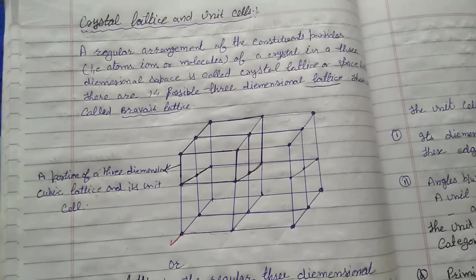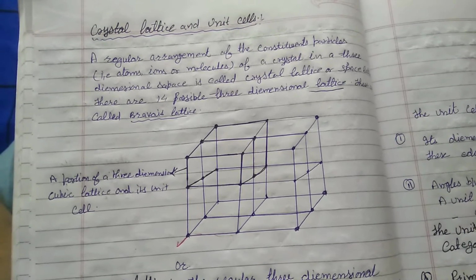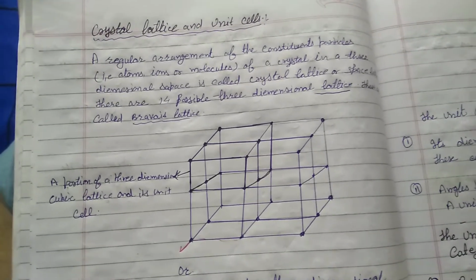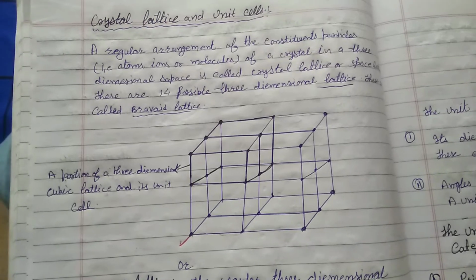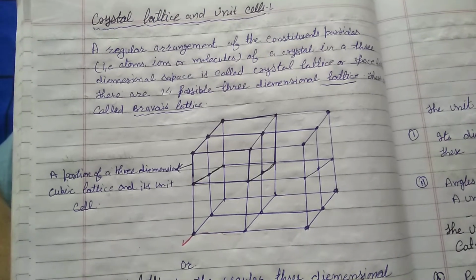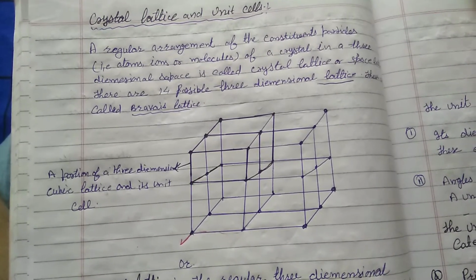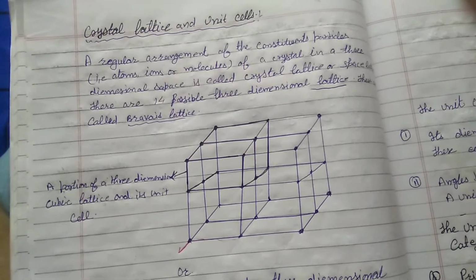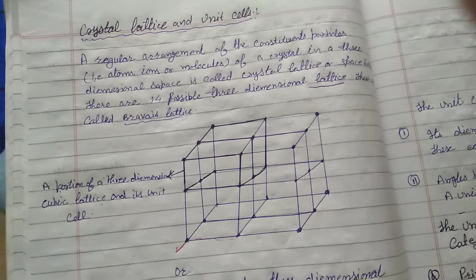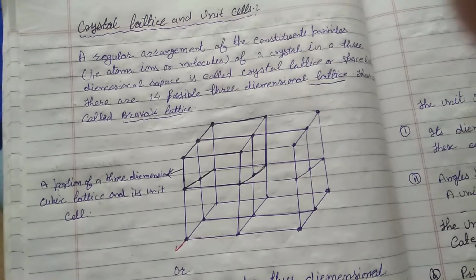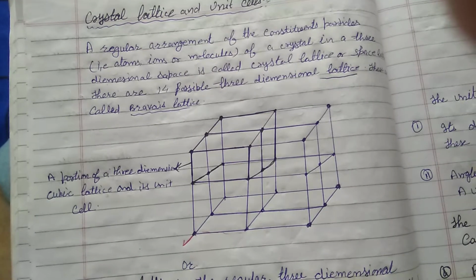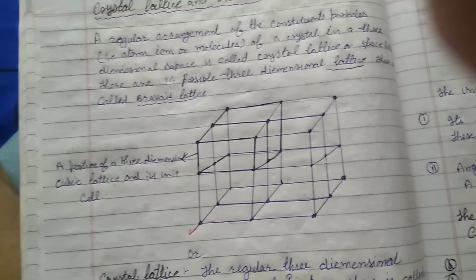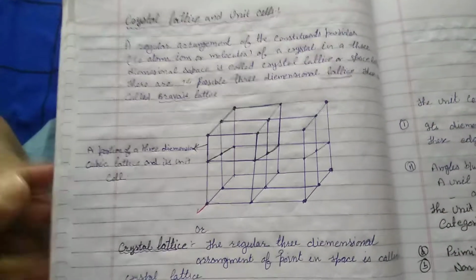is a regular arrangement of the constituent particles. Means in the crystal lattices, regular arrangement of the constituent particles, that is atoms, ions or molecules of a crystal in three-dimensional space, is called crystal lattices or space lattices. There are 14 possible three-dimensional lattices. These are called Bravais lattices.